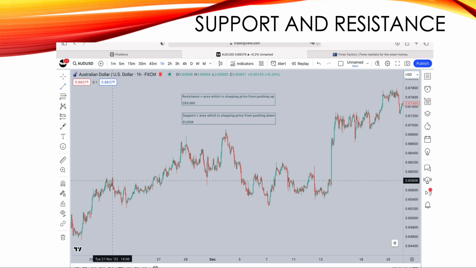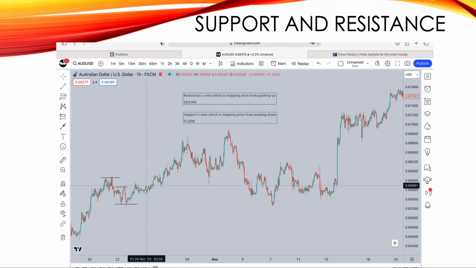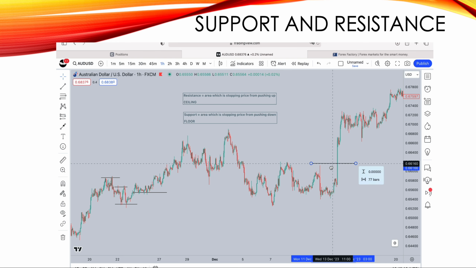Okay? Let's have a look. Price failed to push up by here. Resistance. Price failed to push down by here. Support. Price failed to push up by here. Resistance. Price failed to push down by here. Support. So you can see how important wicks are, guys. They provide you with so much information. If you have multiple wicks at a certain area in the market, it's telling you price is failing to push past this area.